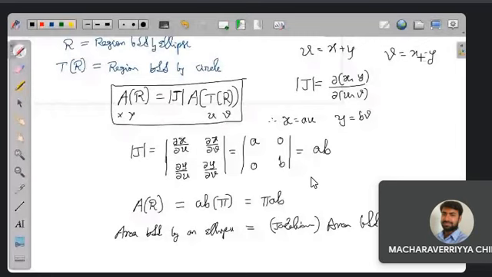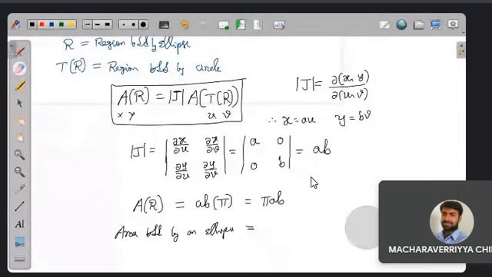It may give you some other shape. Okay, it may not remain as a circle. So for a suitable transformation only this one. Alright, so area bounded by the ellipse is simply AB, that is Jacobian, into pi, that is area of the unit circle.